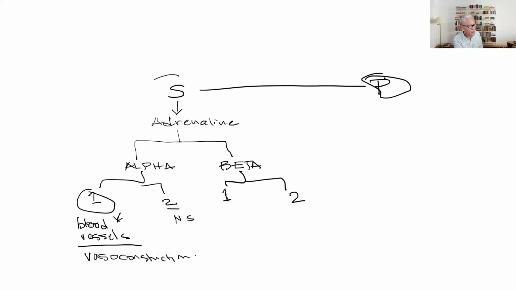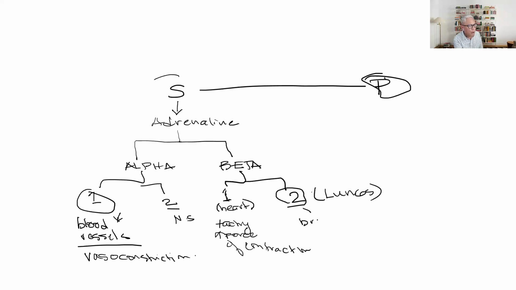We have one heart and two lungs. So beta 1 is abundant in the heart. If adrenaline goes into the heart, it causes tachycardia, and it also increases the force of contraction. And beta 2 receptors are abundant in the lungs. The entry of adrenaline into beta 2 receptors causes bronchodilation. Is that clear so far?